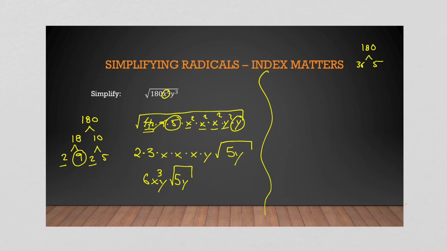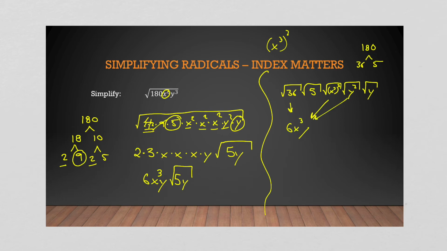of 5 times the square root of, now, x to the 6, is x cubed squared, right? So the square root of x cubed squared times the square root of y squared times the square root of y. Now, 6 x cubed y, and then what was left? 5y. Same thing, just a different way to look at it.